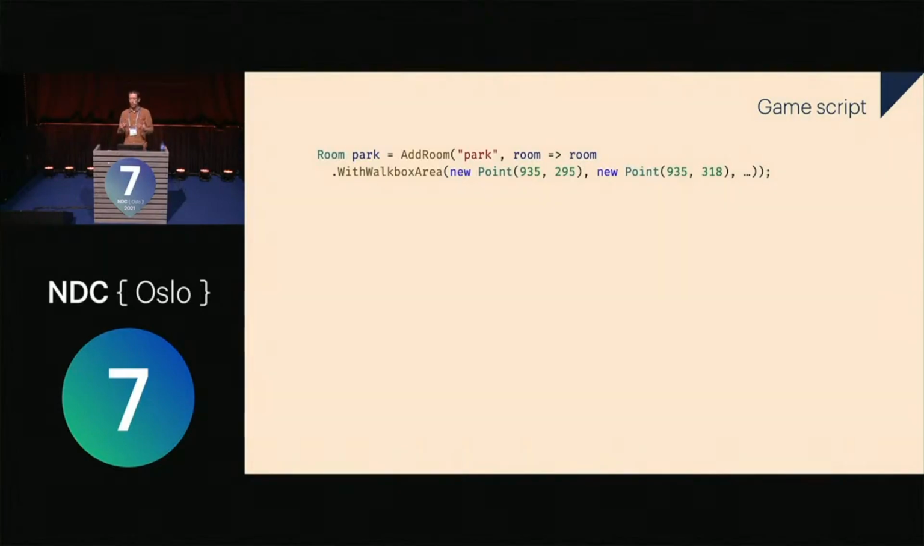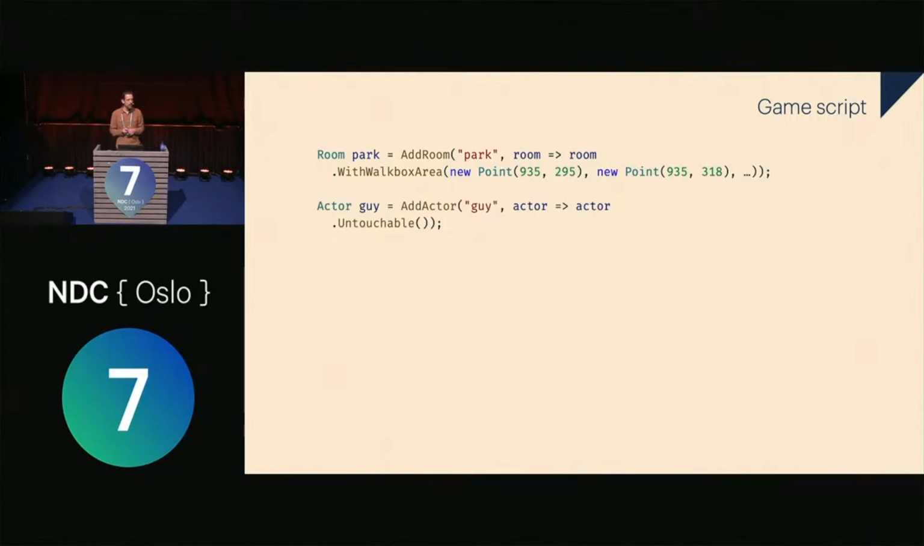So to add a room, I can call this addRoom method, and I give it an identifier for the room. And then I have this Fluent builder-like pattern, which you can use to set up some additional settings for that room. So in this case, I call the with walkbox area to specify the walkbox area for the room.